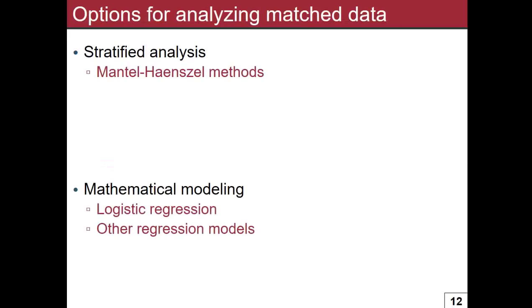Okay. So what do we do? How do we analyze data that arise from a matched study? There's sort of two buckets here. There's stratified analysis and the Mantel-Haenszel techniques, where you stratify on all these matched pairs, which I'm sure you've all seen, because we talked about it before. And then the other one is the logistic regression approach. And you can actually fit other regression models to matched data as well.